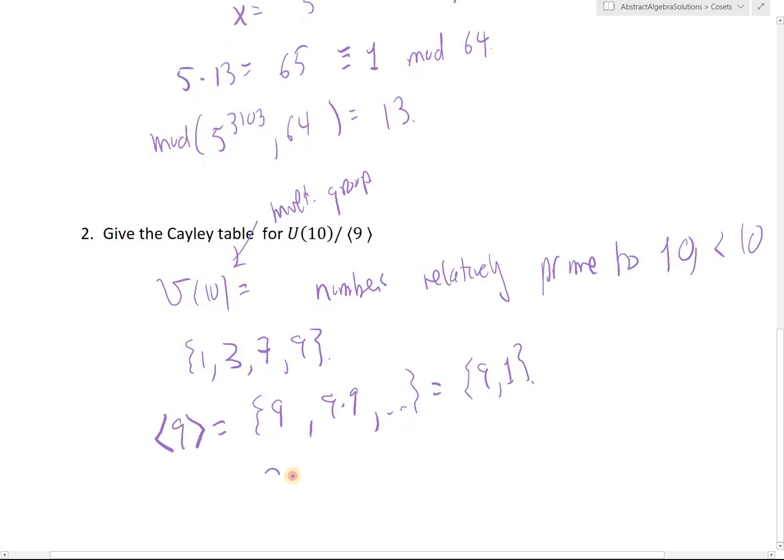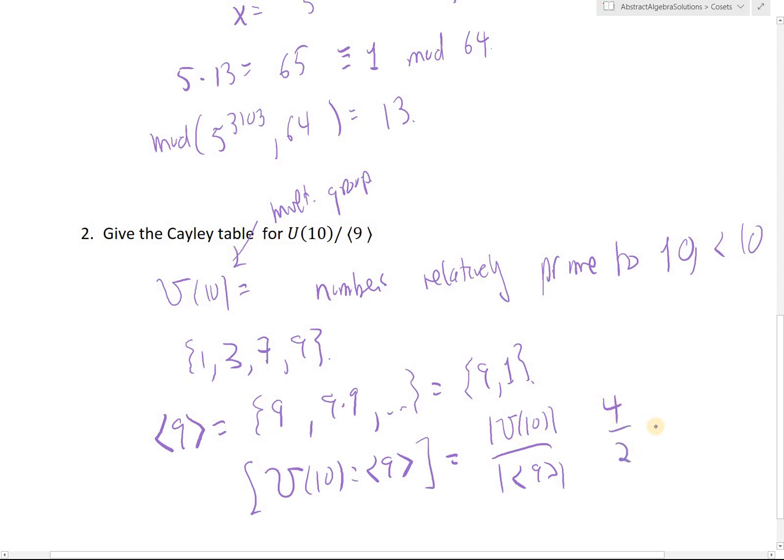So if I want the index of the subgroup generated by 9 in U10, it's equal to the number of elements in U10 divided by the number of elements in the subgroup generated by 9. So that's 4 elements in U10, 2 elements in the subgroup, which equals 2. So that means there are 2 cosets.